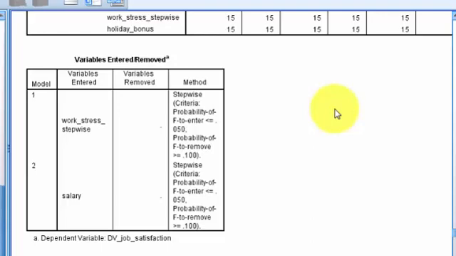So this box, variables entered/removed, tells you what type of regression you did. If you have multiple enter, that's a hierarchical. If you only have the enter in once, that's what we call a simultaneous or a standard multiple regression. But if you see the word stepwise, that means the computer is taking over. So it tells you right off the bat which two were, in fact, significant: work stress, stepwise, and salary. Those were both good predictors of job satisfaction.